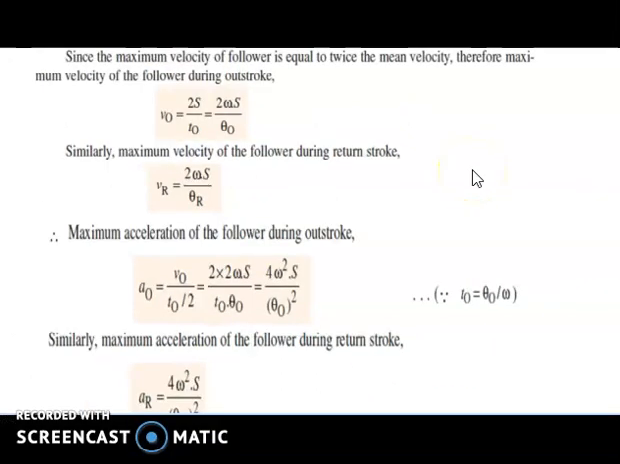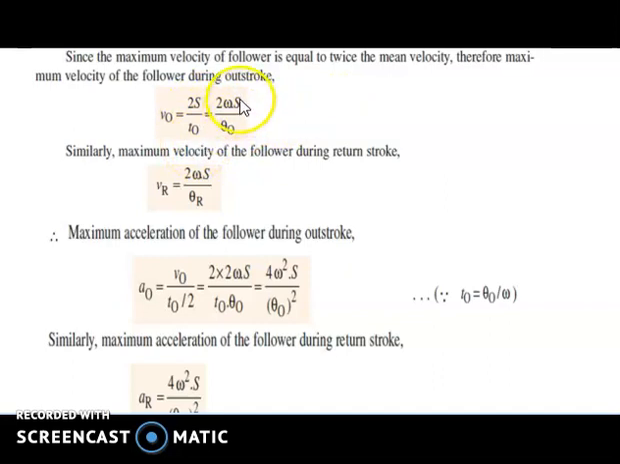Since the maximum velocity of the follower, so you can see that the mean velocity is equal to minimum plus maximum divided by 2. So minimum is 0 and the maximum velocity is Vmax. So you can see that the maximum velocity is nothing but twice that of the mean velocity. Therefore, the maximum velocity of the follower during outstroke V0 is equal to displacement by time. So displacement by time is the mean velocity. Since that is equal to 2 times the mean velocity, you have 2s by t naught.